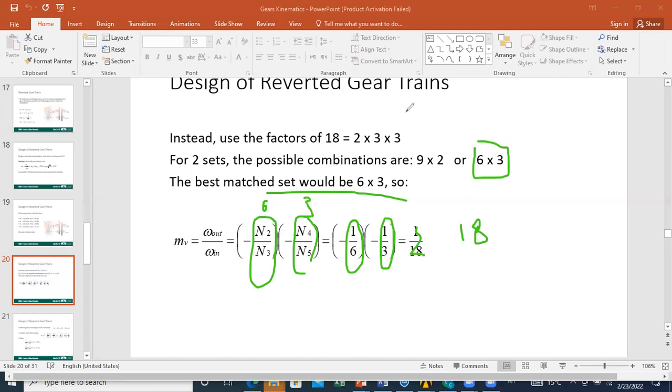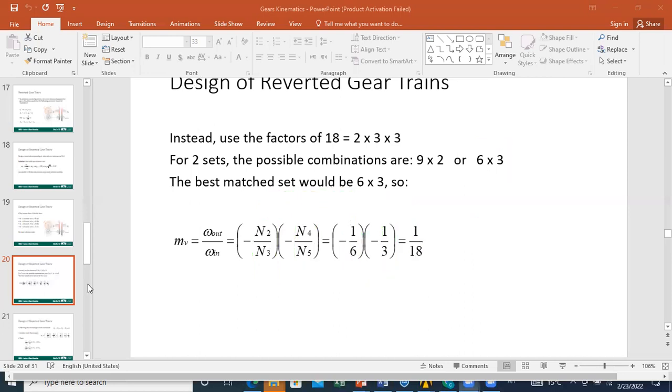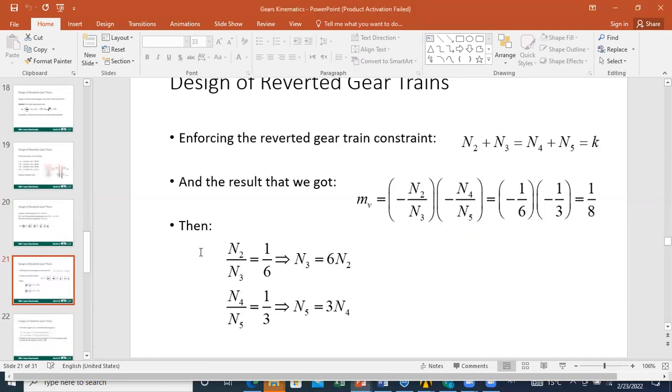Okay, now this is a first relation between the numbers of teeth. So N2 over N3 is 1 over 6 and N4 over N5 equals 1 over 3. Since we are dealing with a reverted gear train, we should keep in mind also that a second condition is imposed by the distance between centers of shafts.